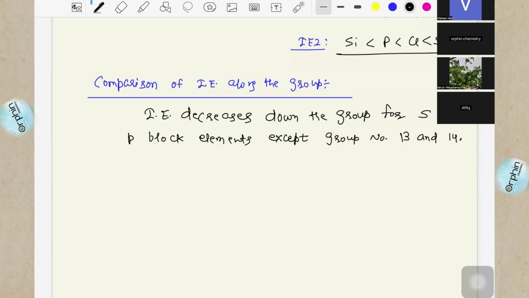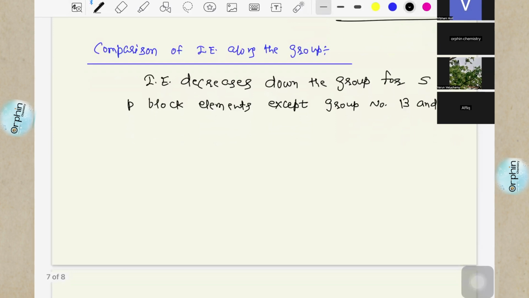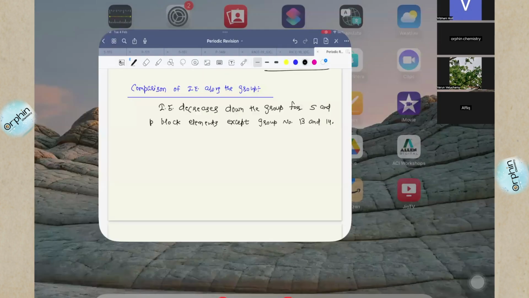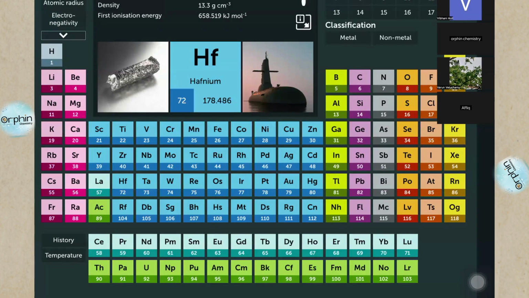Okay. So now what to do? For 13 and 14 we have to see. In the last class we have seen that group number 13 has some variations because it comes just after the D block and F block subshell, and D and F have poor shielding. The other groups after the 13th will also feel some effect. Some contraction will also be there, but that effect will be lesser than the 13th.